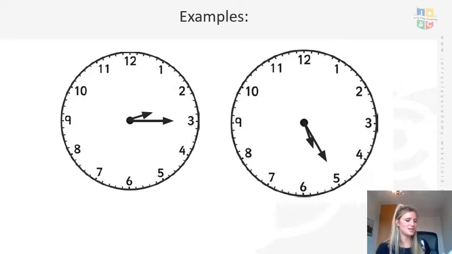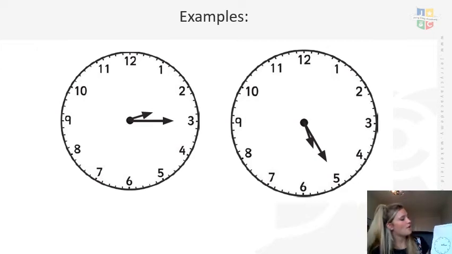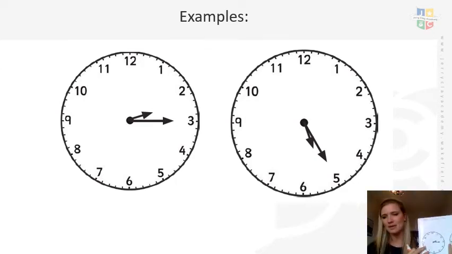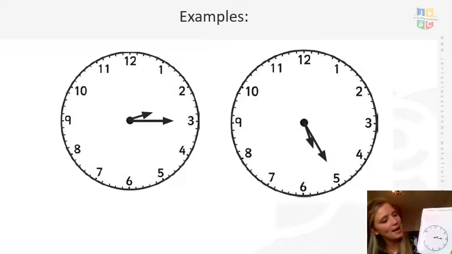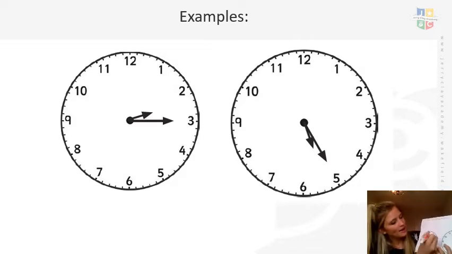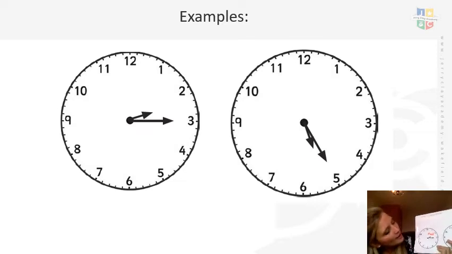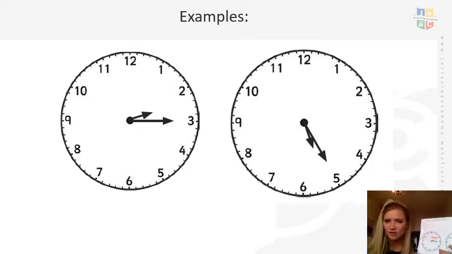Okay, so looking at the questions on here. Now, if we use our steps to success again, we want to first of all look at our minute hand. Is our minute hand on the past or the to side? Okay, we can see it is on the past side. So again, we need to start from the 12 and we can count to where the minute hand is. Now, as we can see that the minute hand is on the 3, we know that it is going to be a multiple of 5.